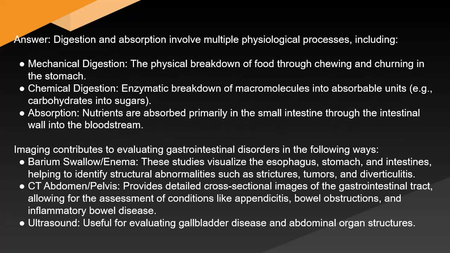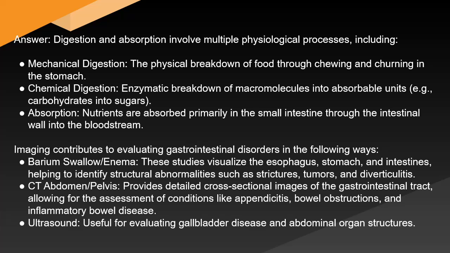Answer: digestion and absorption involve multiple physiological processes, including mechanical digestion, the physical breakdown of food through chewing and churning in the stomach; chemical digestion, enzymatic breakdown of macromolecules into absorbable units, e.g., carbohydrates into sugars; absorption, nutrients are absorbed primarily in the small intestine through the intestinal wall into the bloodstream.